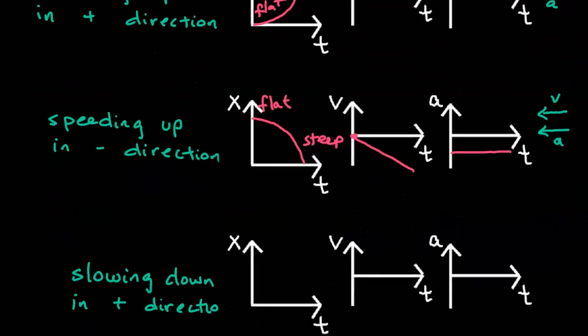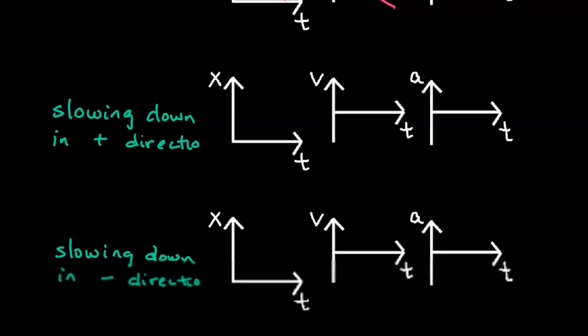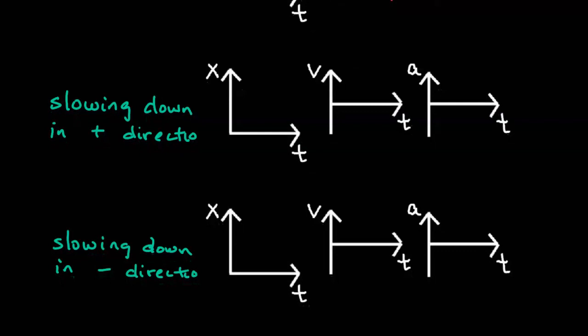Next, let's take a look at what happens if it's slowing down. If it's slowing down, it's going to go from steep to flat. So this is steep, and over here it's flat. It's in the positive direction, so I'm going to stay above the t-axis, so it's positive velocity, but it's slowing down. Now you notice this is a negative slope, and so the acceleration here will be negative.